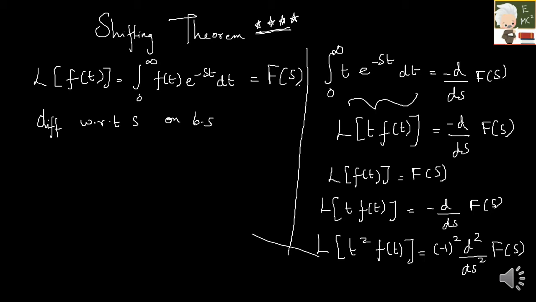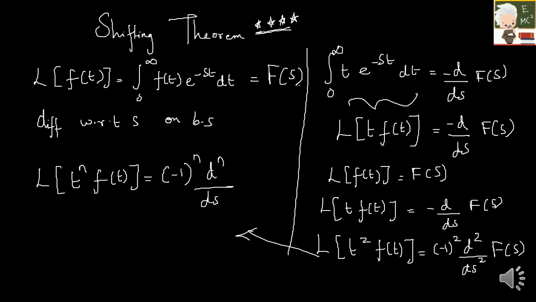So this is what I got. From this I can write this generally as: if you have the Laplace transform of t to the power n into f of t, then it is nothing but minus 1 whole power n into d power n by ds power n of f of s. Again, I'm repeating, this is really very important.